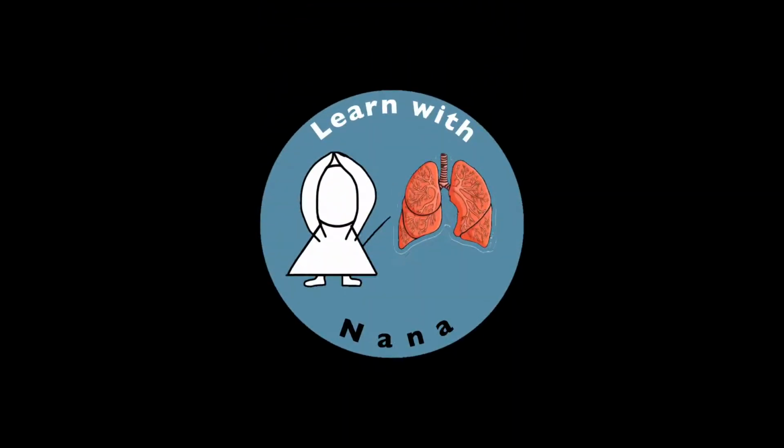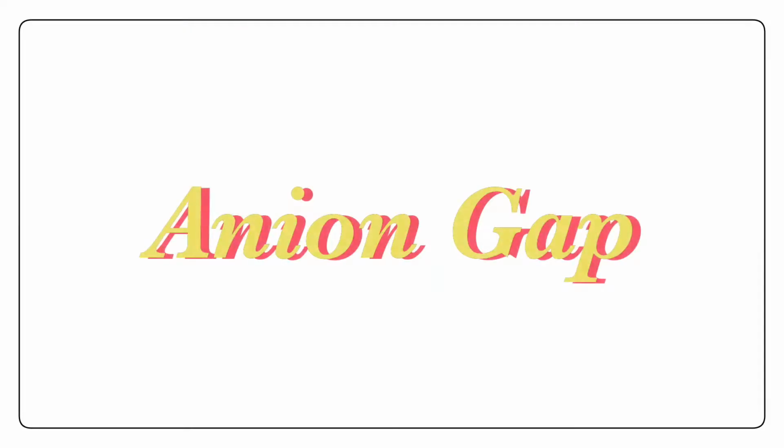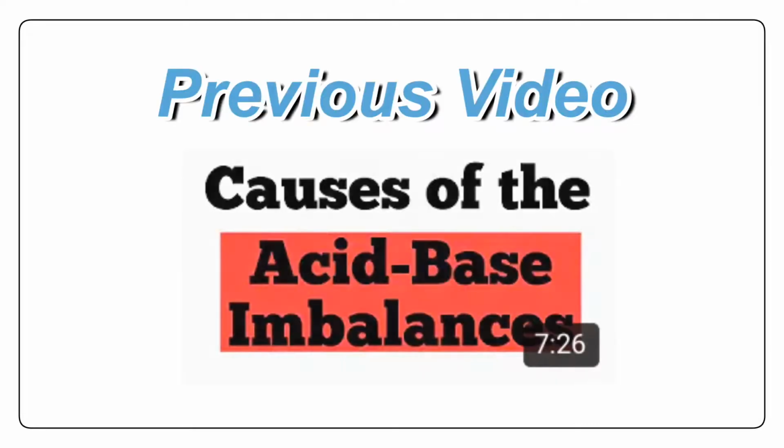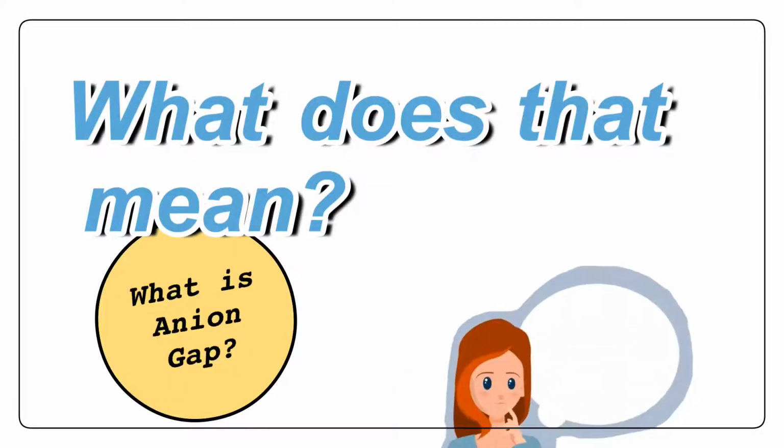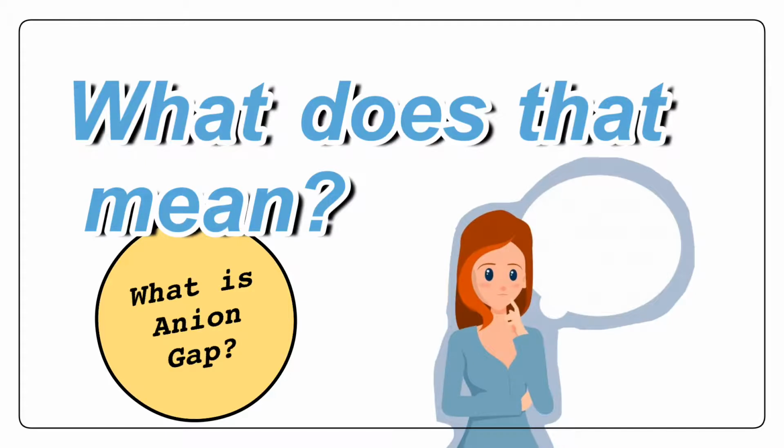Today we'll be discussing anion gap. From my previous video, we talked about the causes of acid-base imbalance. I have written in my slides that in the causes of metabolic acidosis, diabetes mellitus has a high anion gap, while renal failure and diarrhea have a normal anion gap. Now what does that mean? And why do we have to know what anion gap is?